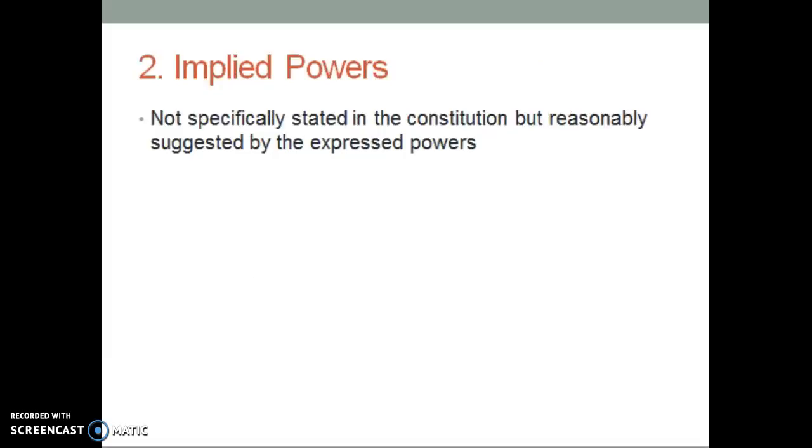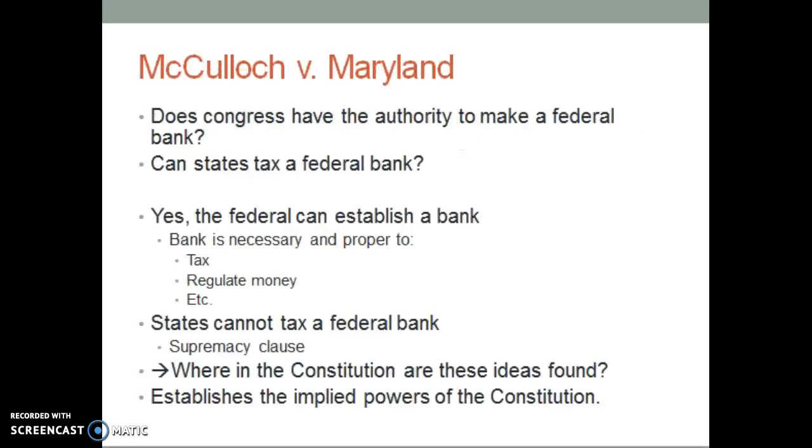Next, we have the implied powers. These are things that are not specifically stated in the Constitution, but can be reasonably suggested by the expressed powers. And we're going to look at a couple of examples of that. One of them is McCulloch v. Maryland, and this is an important one to know. It doesn't hurt to do a little extra research here. I'm going to give you the gist of it, but this is a case that has a tendency to come up on the AP test, so be familiar with it.